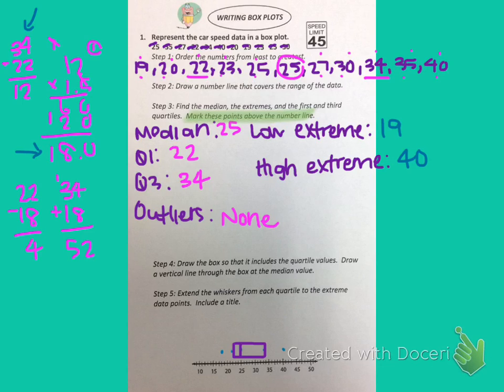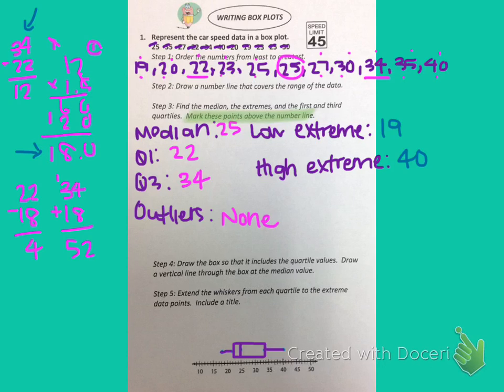And then we're going to put little whiskers. This is step 5. We're going to extend whiskers from each quartile. So I just went from quartile 3 to the high extreme. And then I'm going from quartile 1 to the low extreme. And so this is our box plot.